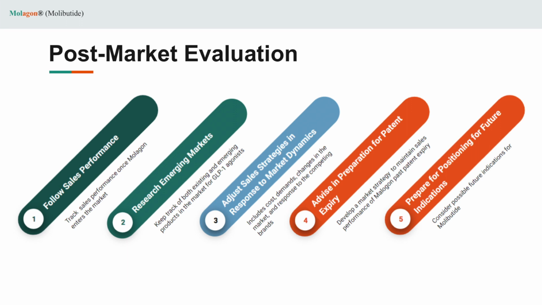For post-market evaluation for Malagon, we will first follow our sales performance. This means tracking sales performance once Malagon officially enters the competitive market. Next, we will research emerging markets to see how future competitors may enter the type 2 diabetes market. Following that, we will adjust our sales strategy to meet the demands of market dynamics. This includes costs, changes in the market, and response to competing brands. Afterwards, we will advise in preparation for patent expiry on Malagon. And finally, we will prepare for positioning for future indications of Malagon.